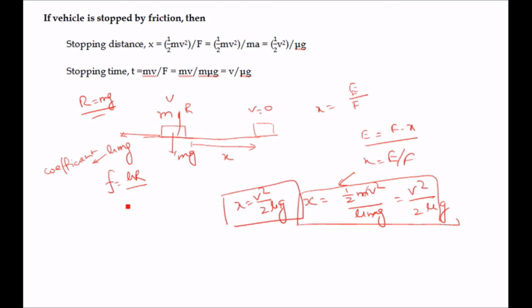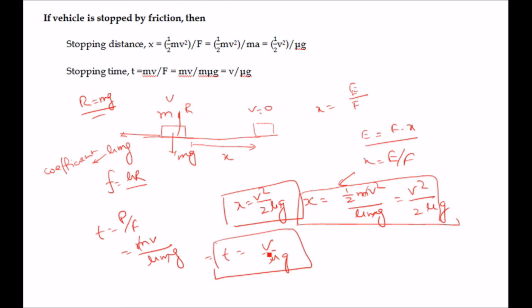So what will be the stopping time in case of frictional force? Time is equal to momentum divided by force. Momentum is mv and force is mu mg. So we get t is equal to v by mu g, and the stopping time is equal to velocity divided by mu g. So if the vehicle is stopped by the frictional force, then the stopping distance is equal to v square by twice mu g, and the stopping time is equal to v by mu g.